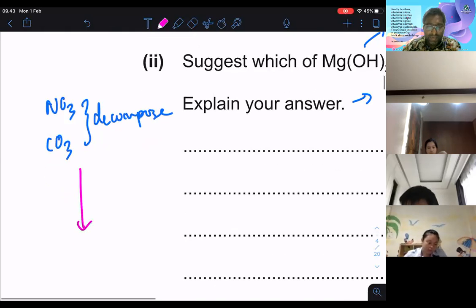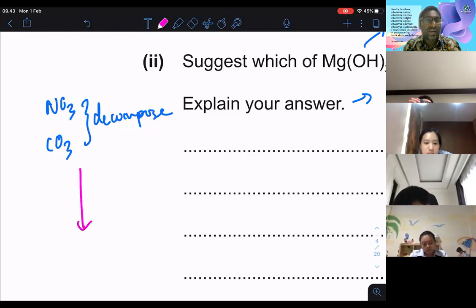Thermal stability depends on the polarizing power. This is only in your A2. A better polarizing power comes from the positive ion. If the positive metal ion is small and has more charge, it means they have higher charge density. So if they have higher charge density, they are able to attract the electron cloud.